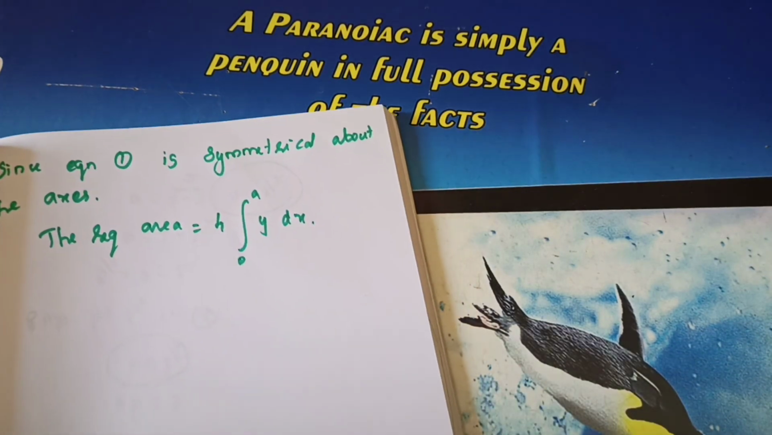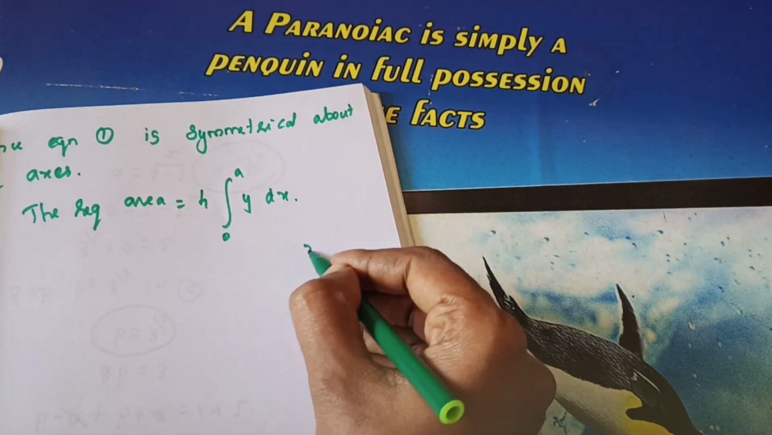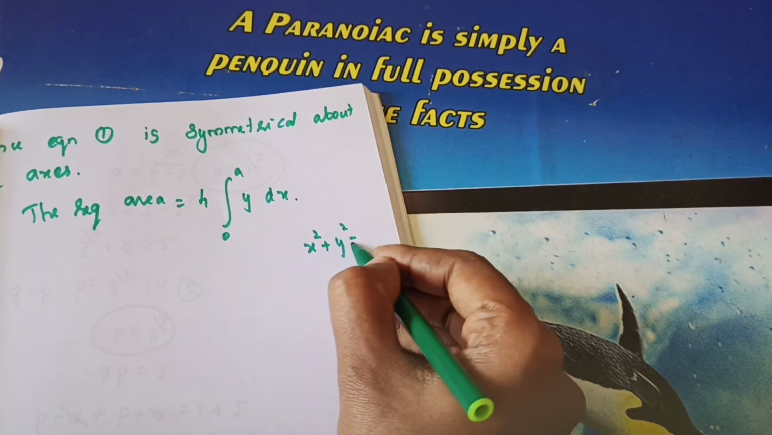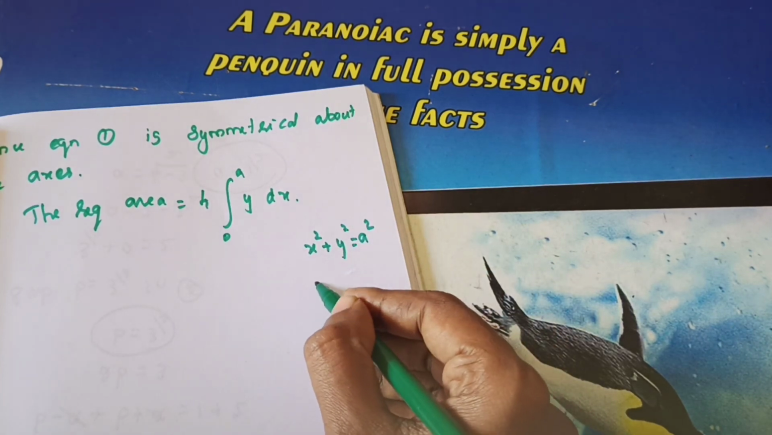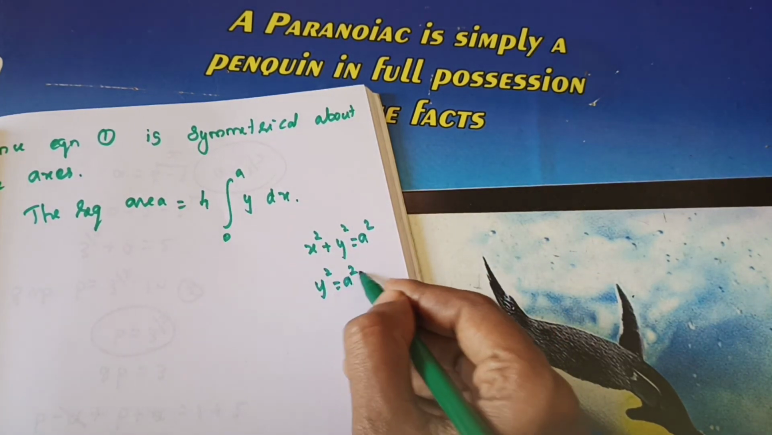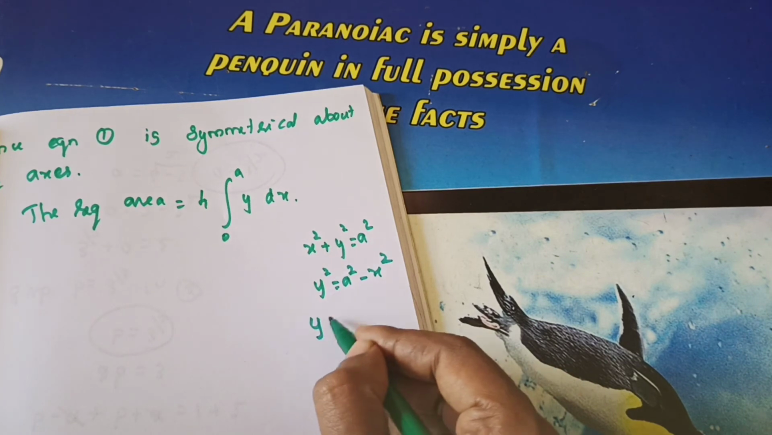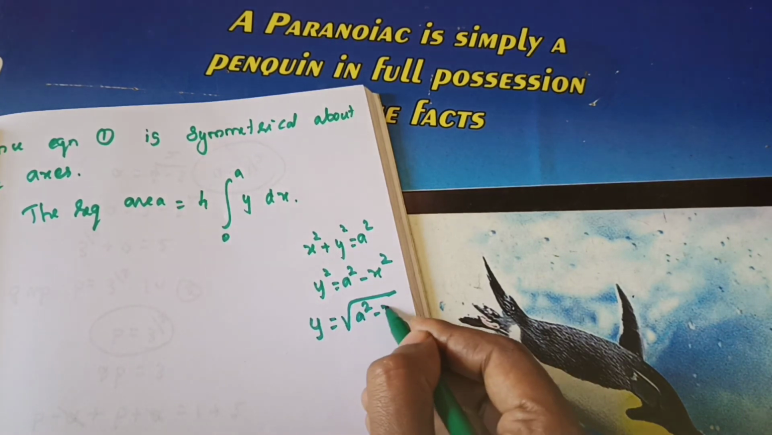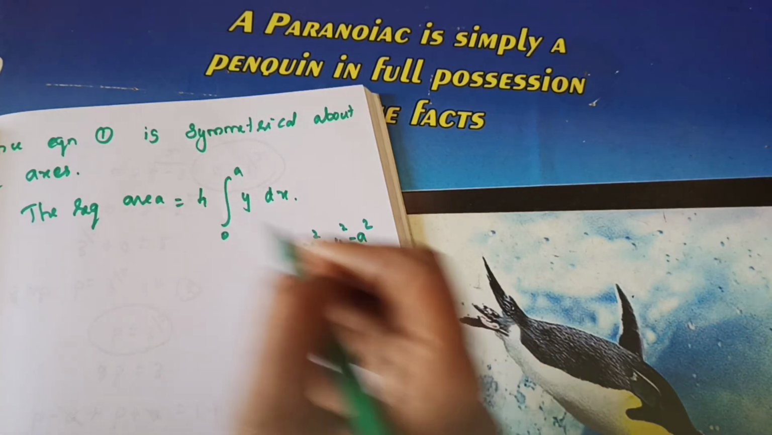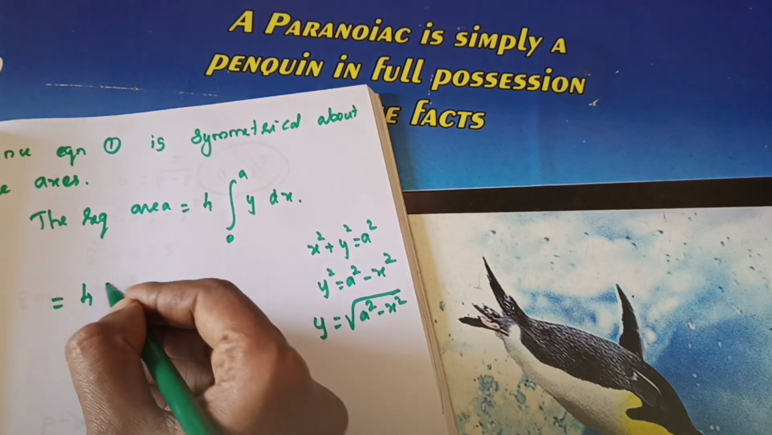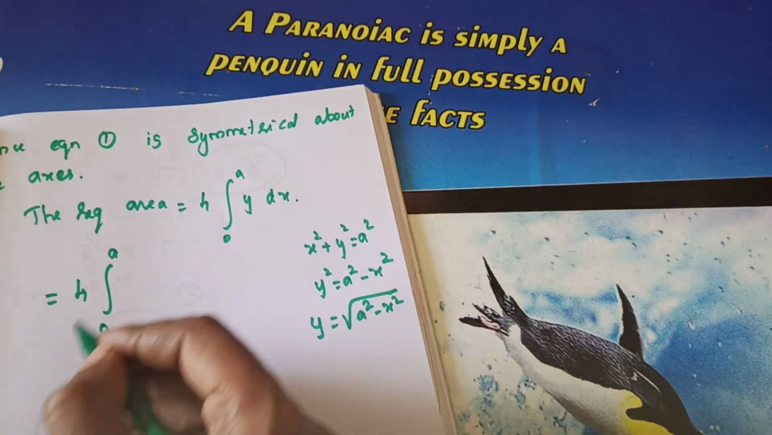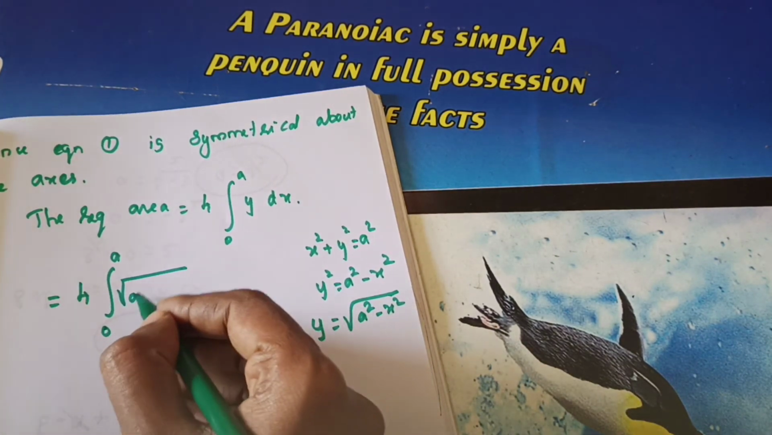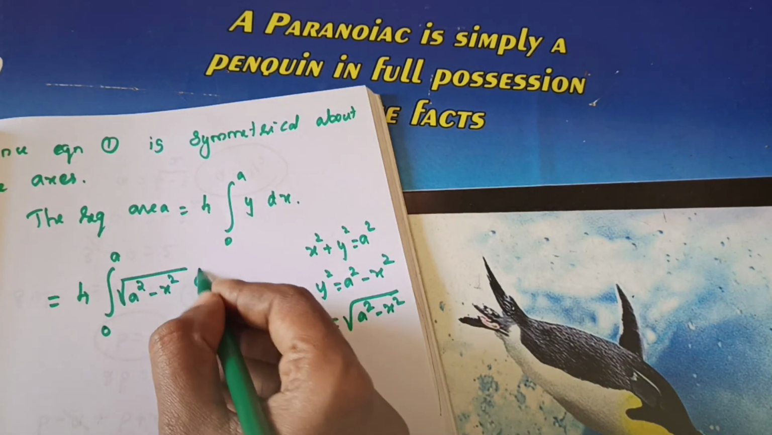Okay. So what's the y value? x square plus y square is equal to a square. From that, find out y square is equal to a square minus x square. We need the y value: square root of a square minus x square. Substitute here: 4 into the integral of 0 to a of square root of a square minus x square dx.